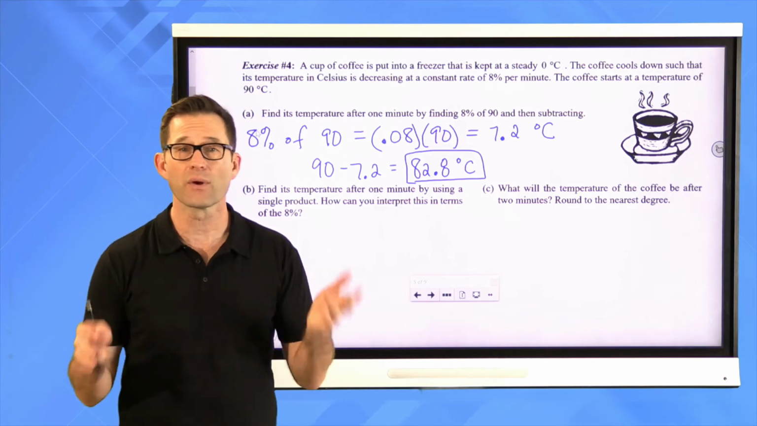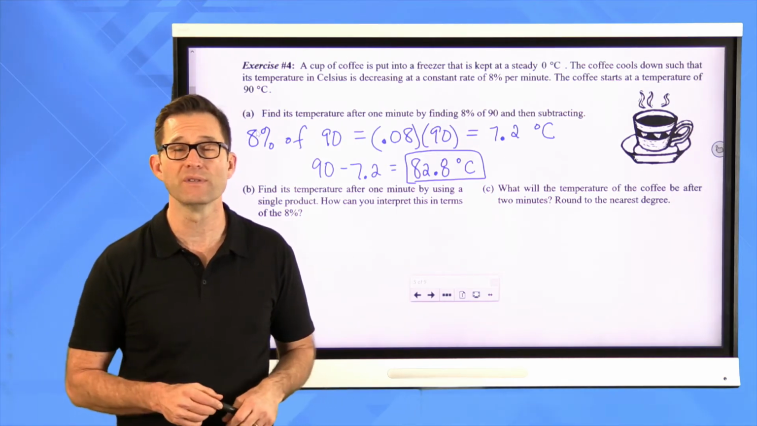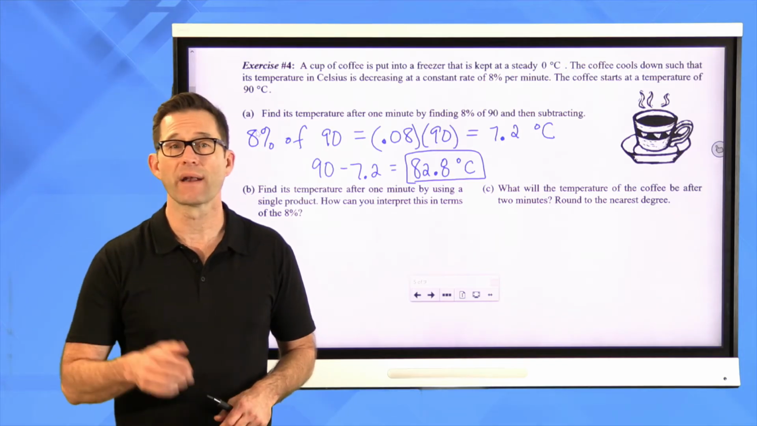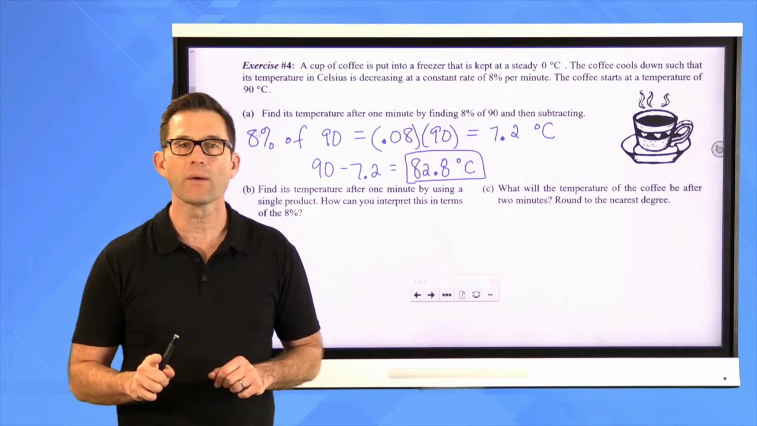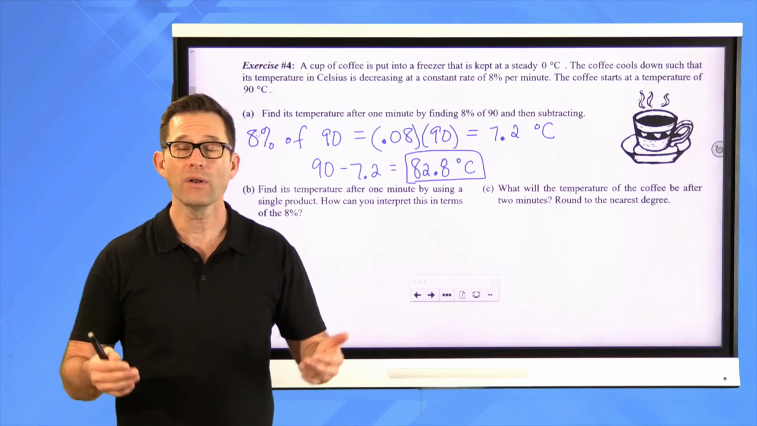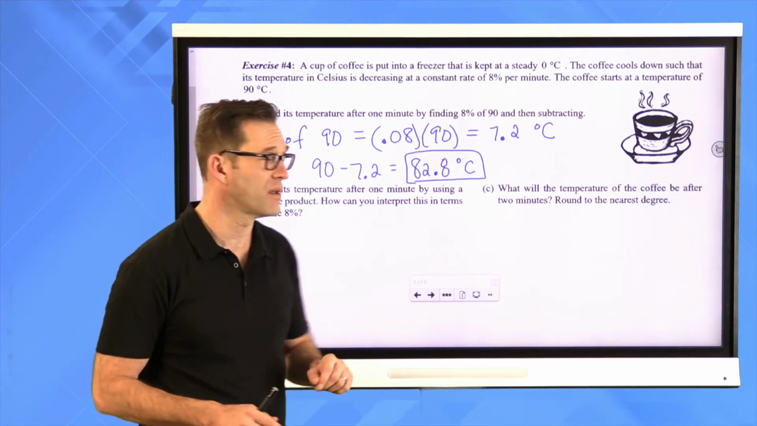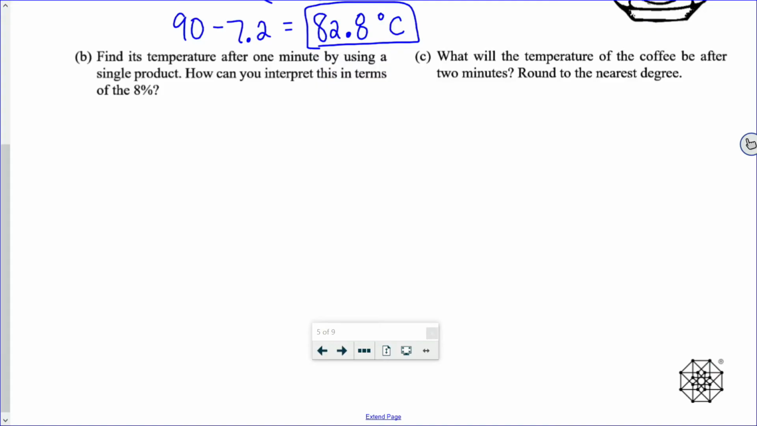And I did that the straightforward way. I found out what 8% of 90 was, 7.2 degrees Celsius, and then I just subtracted it off from the 90 because the temperature is decreasing. But just like with percent increase, what I want to do is figure out how to do this with a single product. So let's take a look at letter B. Find its temperature after 1 minute by using a single product. How can you interpret this in terms of the 8%?